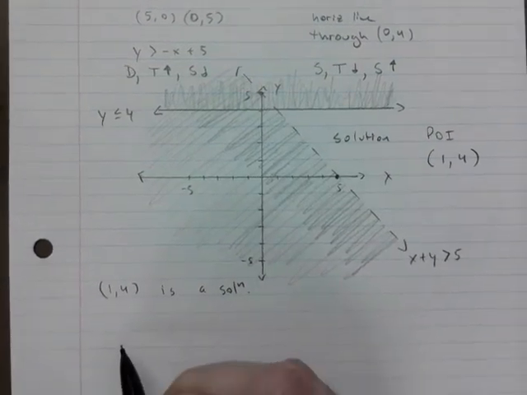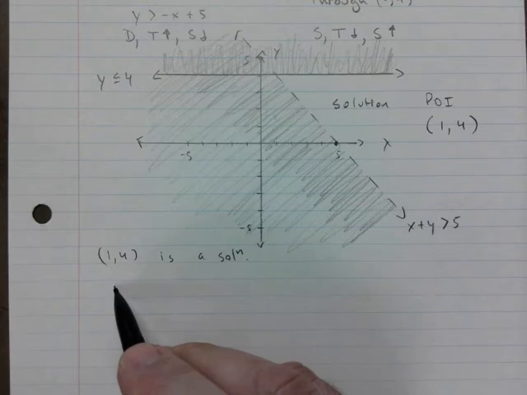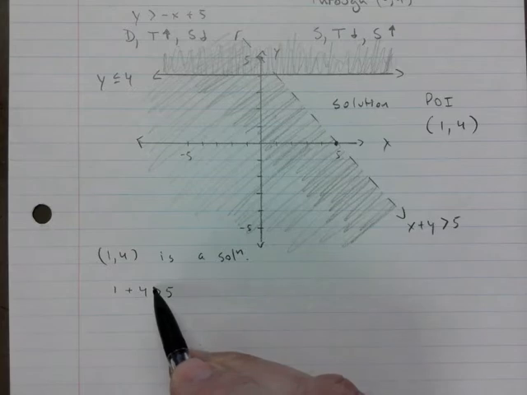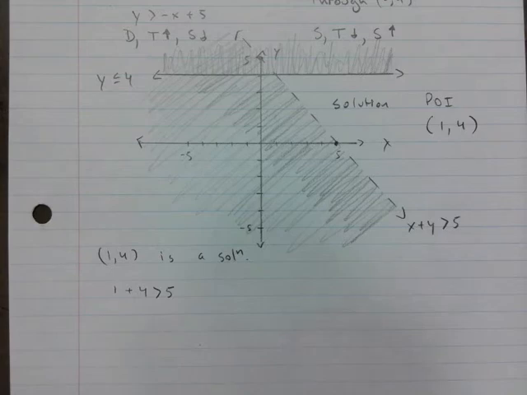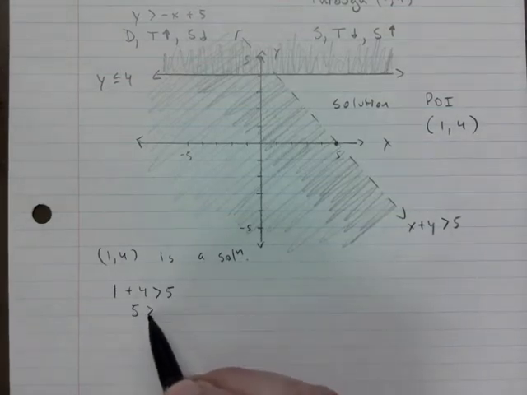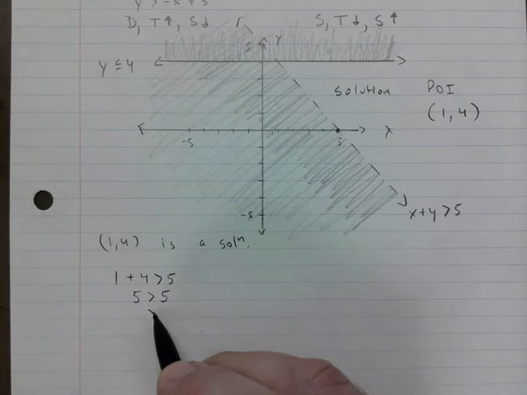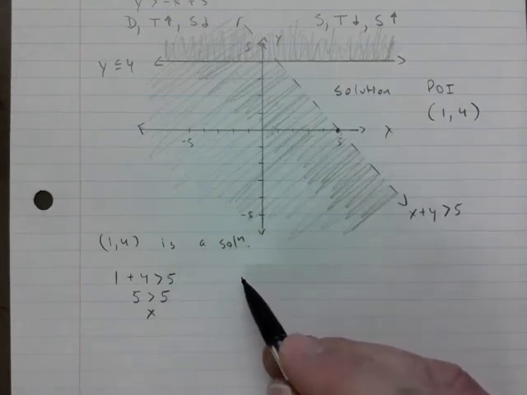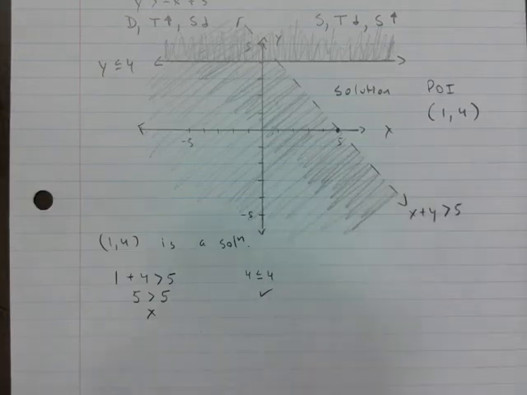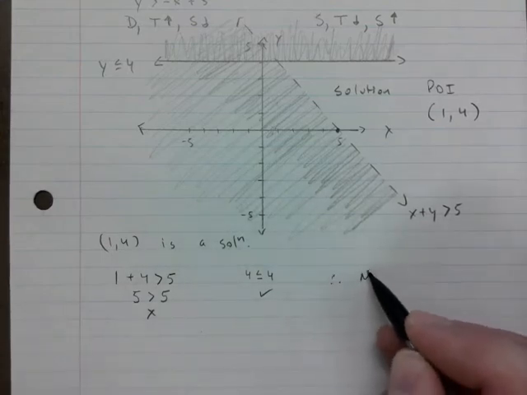Let's check. Plug it in. So x plus y is greater than 5. Oh, did I get this wrong here? So 5 is greater than 5. That is not true. So this is false. So you technically are done there. And 4 is less than or equal to 4. We don't need to do this, but that would hold water. So therefore, not a solution.